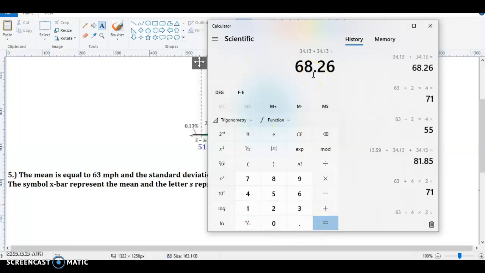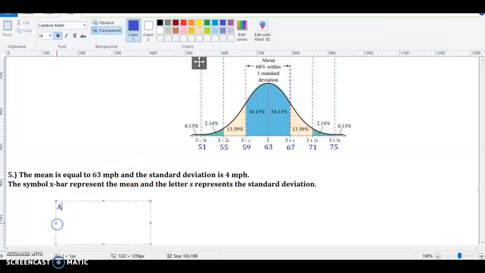Okay, so 68.26%, so approximately 68% of the vehicles have a speed that is between 59 and 67 miles per hour.